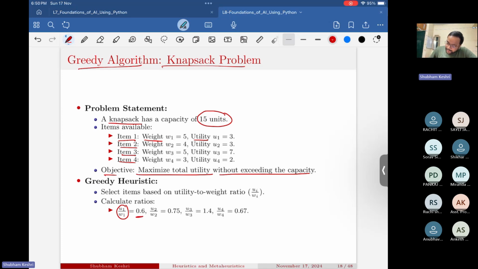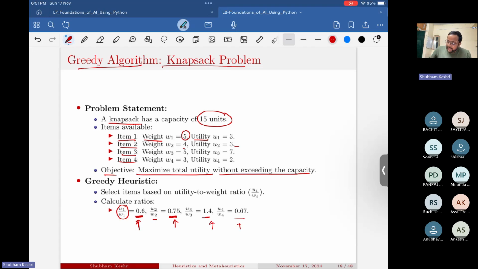So for object 1, 0.6 is this ratio. It means for each unit of weight, so suppose this is in kg, so object 1 is of 5 kgs. It means that for each kg you are getting a utility of 0.6. For object 2, when you do 3 by 4 it becomes 0.75. So for each kg of object 2 you are getting a utility of 0.75. Similarly, for object 3, for each kg you are getting a utility of 1.4, and for object 4 you are getting a utility of 0.67 for each kg. Okay, so this is the utility per kg when I am saying the weights are in kg.